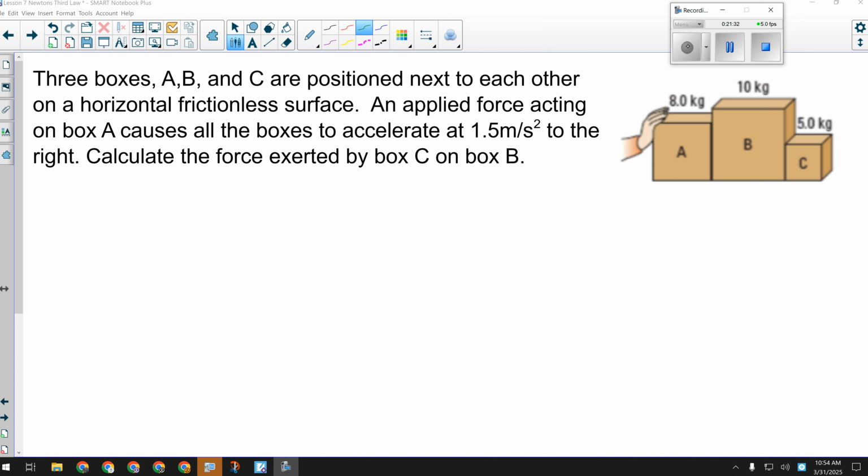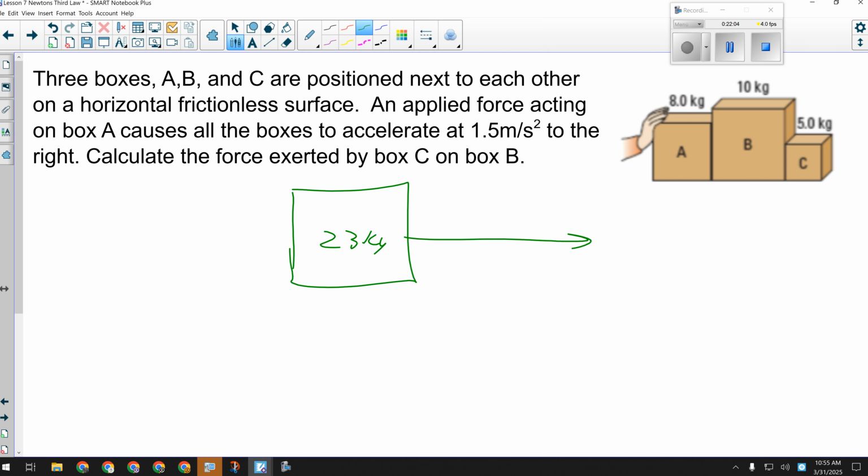Okay, so we've got 3 boxes here. Is this a system? Look, we've got 3 separate masses here, and it says the acceleration of the boxes is 1.5 meters per second squared. They're all accelerating together, so this is a system. Are there individual forces acting on the individual parts of the system? We could easily just draw this and say there's 23 kilograms worth of mass, and there's this applied force, and it's all accelerating. It says it's frictionless, so that would be the situation.